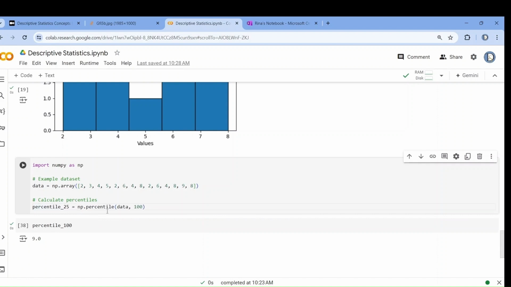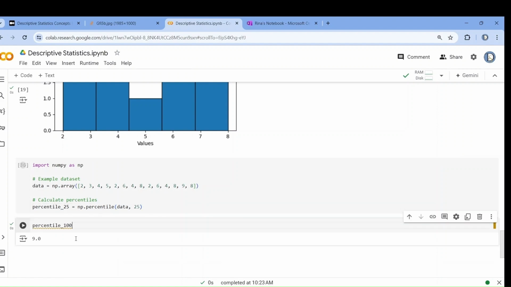So I want to know the 25th percentile of the data set. Now let's see what the result is. If we run this, see, we can say that 25% of the values in this data set are lying below 3.25. Clear? So this is what is known as percentile.